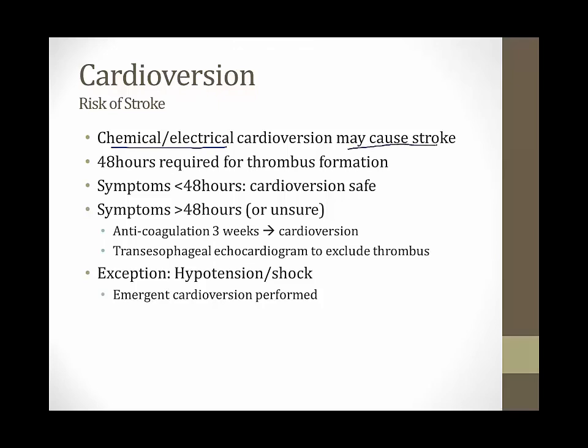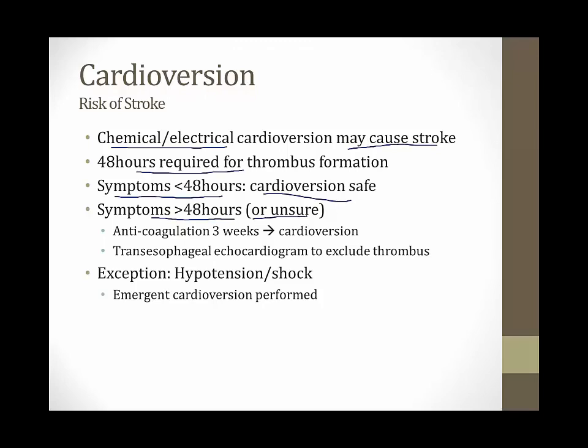Now, studies have been clear that it takes about 48 hours for a thrombus to form. What this means is that if a patient presents with atrial fibrillation and you want to perform a chemical or electrical cardioversion, if the duration of symptoms has been less than 48 hours, then cardioversion is safe. On the other hand, if symptoms have been present for more than 48 hours, or if you're unsure of the duration of symptoms, then you need to consider that a thrombus may be present.